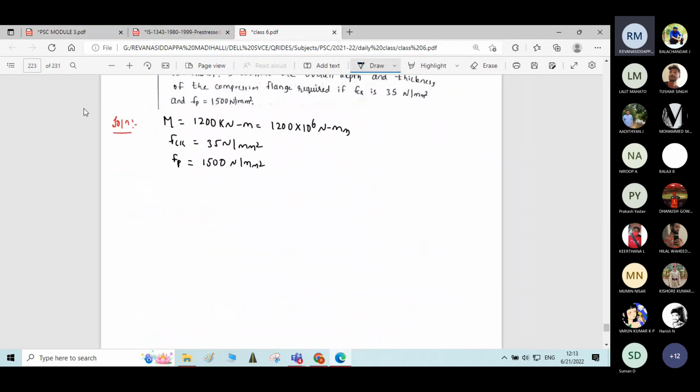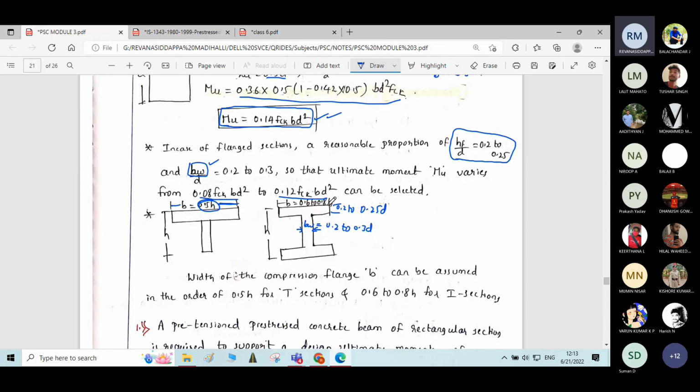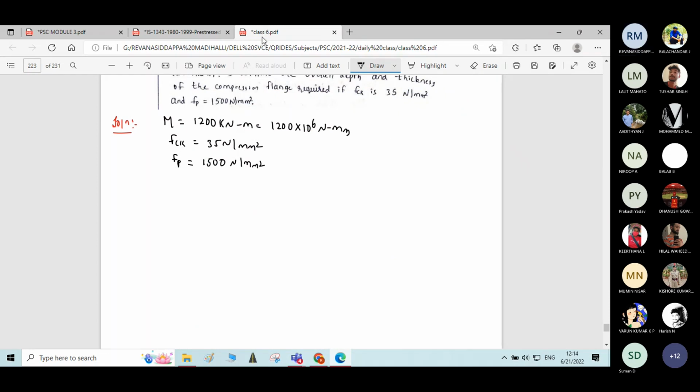Here for I section, you can even assume the width of flange up to 0.5 times the depth as well. Even you can go for 0.5 times effective depth also. Here the range is given as 0.6 to 0.8, but you can go for selecting width of flange as 0.5 times depth as well. For this problem I have solved by assuming the width of flange as 0.5 times d, and I got all the checks satisfied. All the checks have been passed.